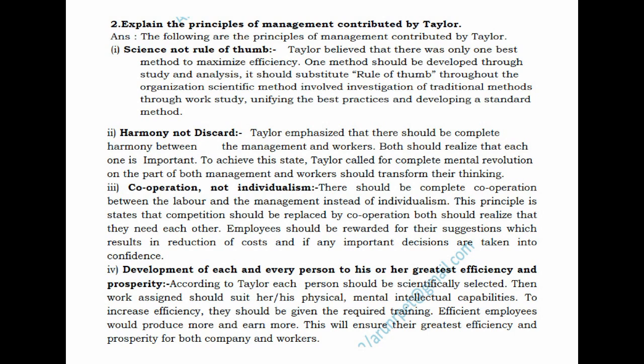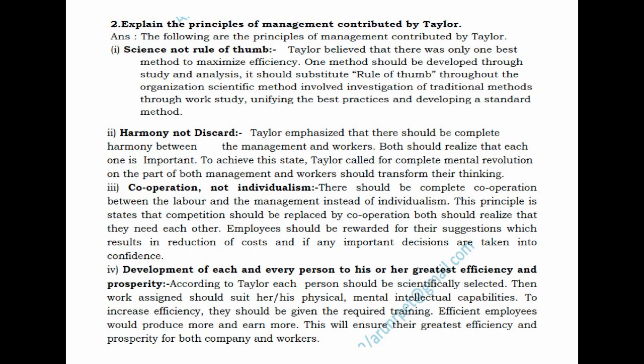So what is rule of thumb? The traditional methods which happen in the organization. One method should be developed through the organization, that is study and analysis. It should substitute the rule of thumb throughout the organization. So this is all about science, not rule of thumb. Then harmony: there has to be a good harmonious relation between the management and the worker. Both should realize that each one is important.